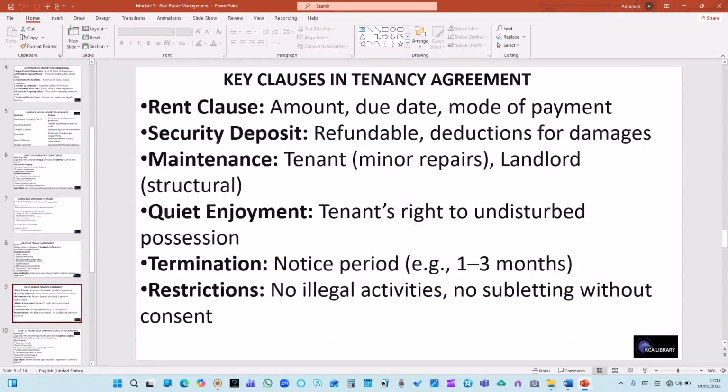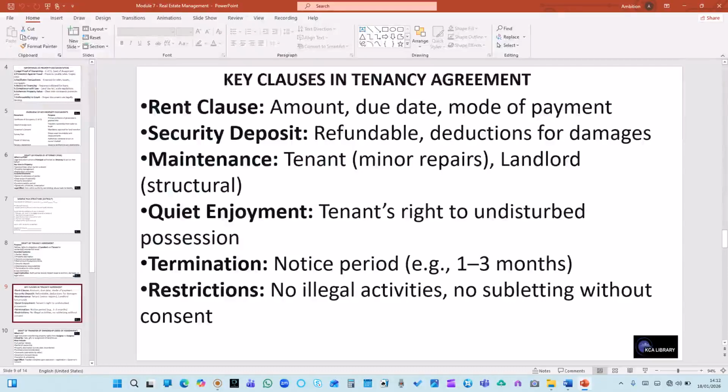Now let us look at the key clauses in a tenancy agreement. Number one is the rent clause, which specifies the amount, the due date, and the mode of payment. Then number two is the security deposit clause, which specifies whether the amount is refundable and deductions for damage, if any deposit is made. Then the maintenance clause: tenant minor repair, landlord structural. So the maintenance clause must be there.